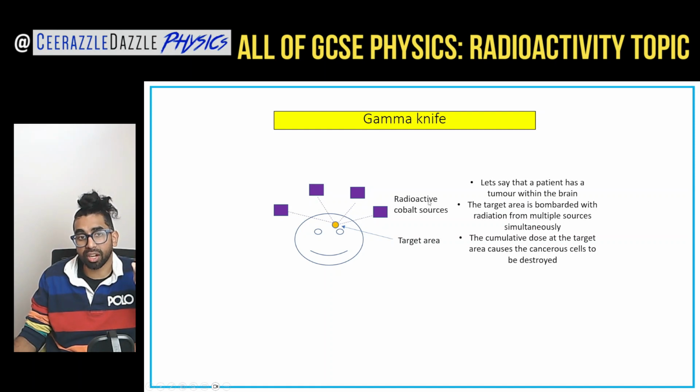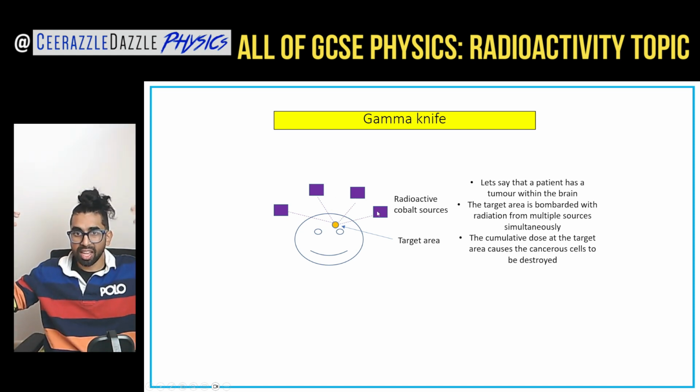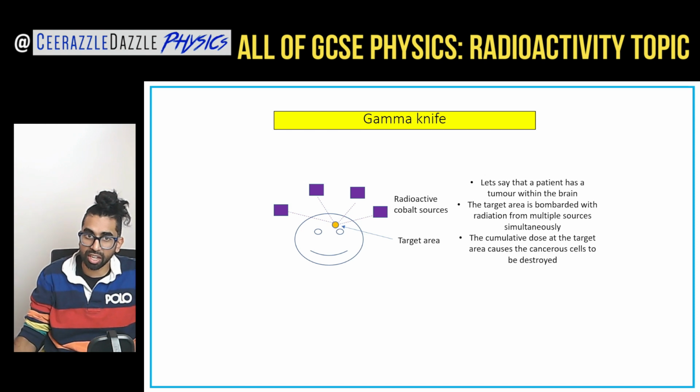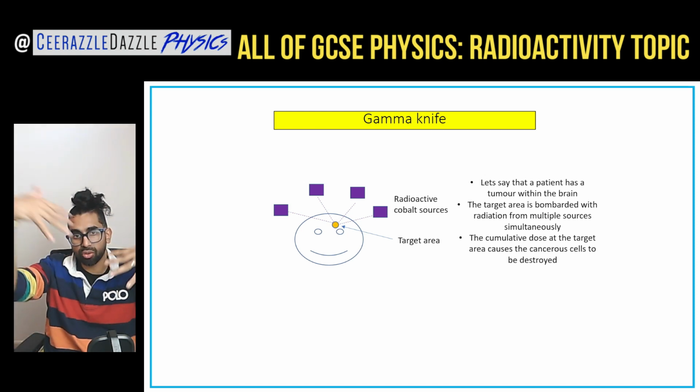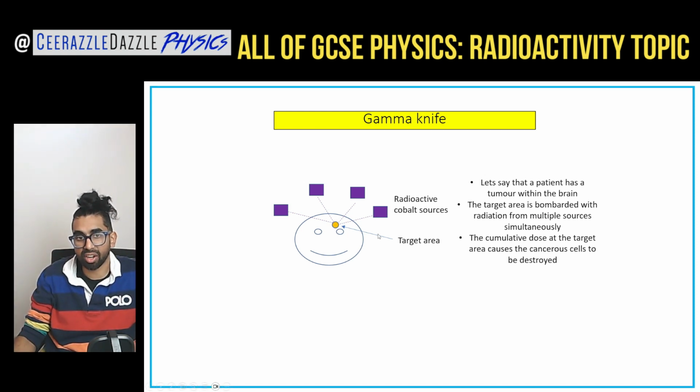Next one, the gamma knife. So the gamma knife is this. Let's say you have a tumour, let's say in a location in your head. First of all, you just put radioactive cobalt sources at different angles around you, and obviously they fire out the radiation, and hopefully where all the beams cross over here, it targets the target area and destroys the cells over there.